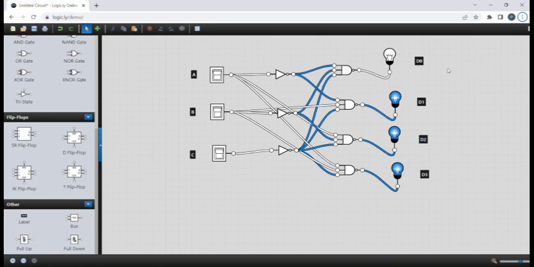A, B, C are the inputs and here are the outputs. If B is 1, D1 is 0 and others are 1. If A is 1, D2 is 0 and others are 1. If A and B both are 1, D3 is 0 and others are 1.